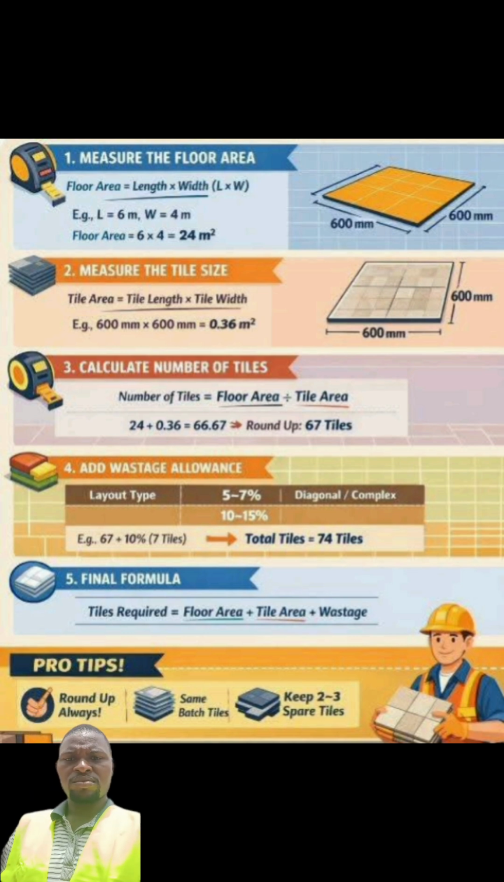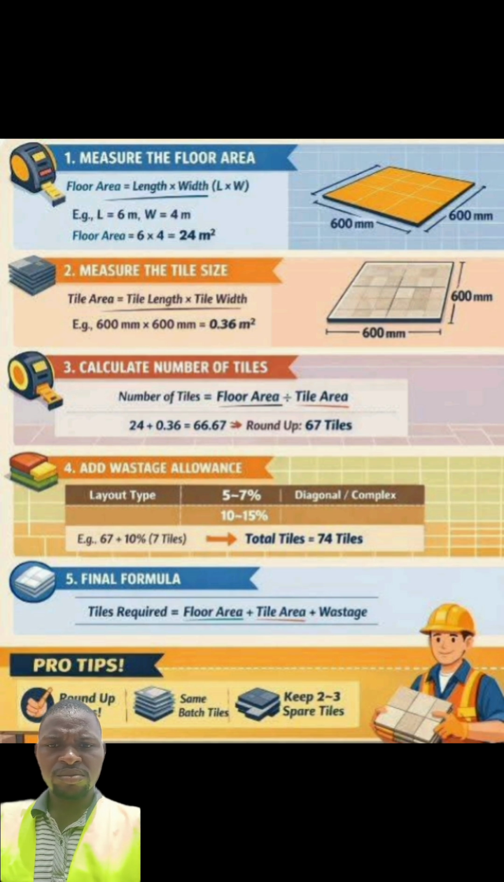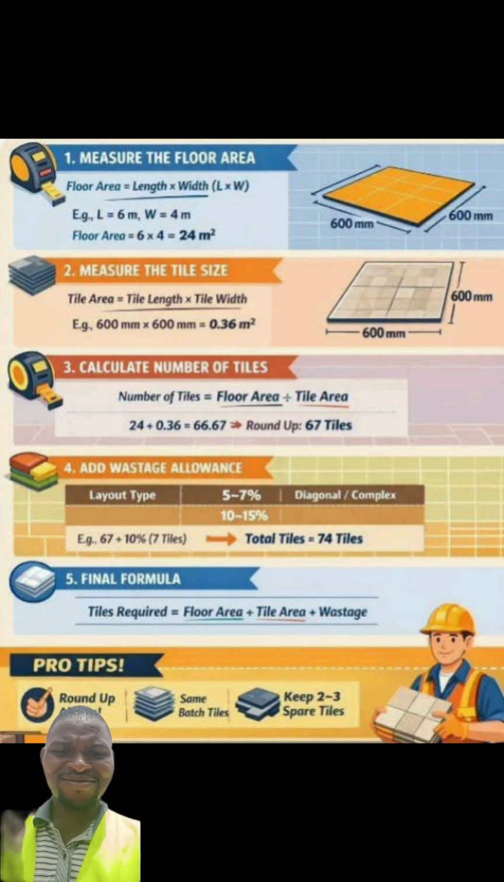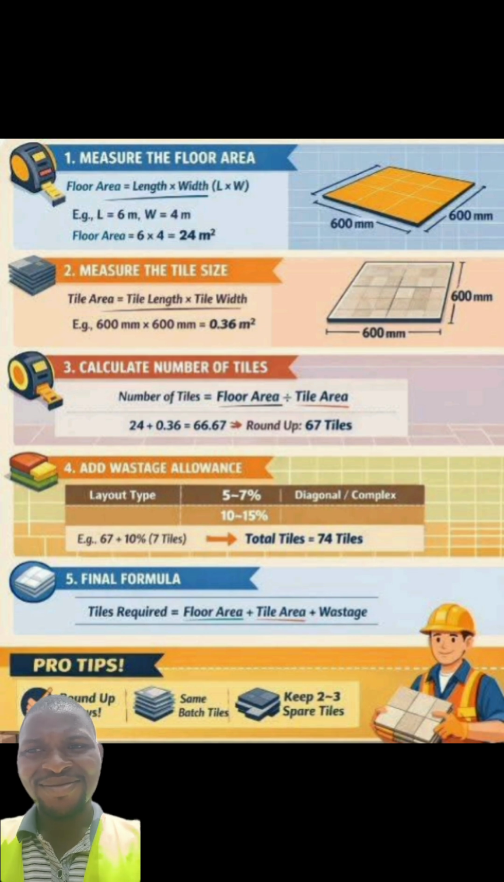So you just multiply the length and the width together. So it will give you 24 meters square. So that is your floor area. Then you measure the tile size.